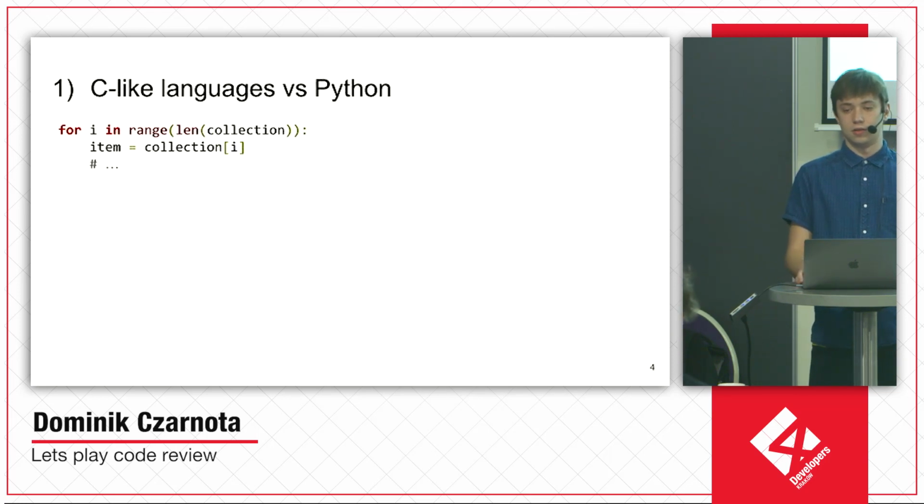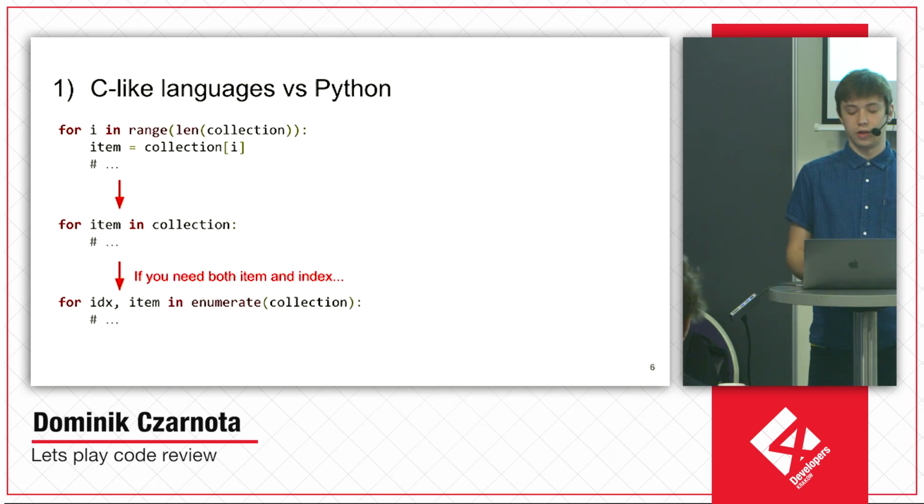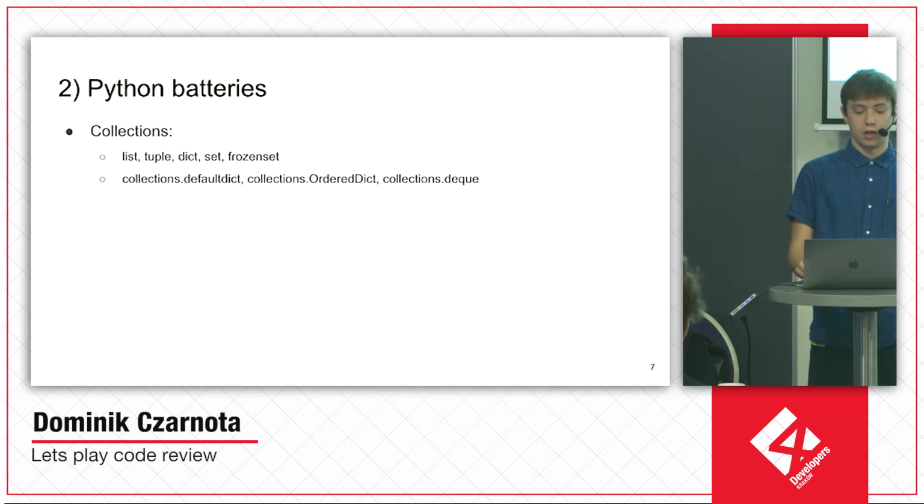When you want to get an item from a collection, you would probably do something like this, but that's not the Pythonic way. The Pythonic way would be this, but there is a catch, because the first version also gives you the index of the item, so you can use enumerate to get it.